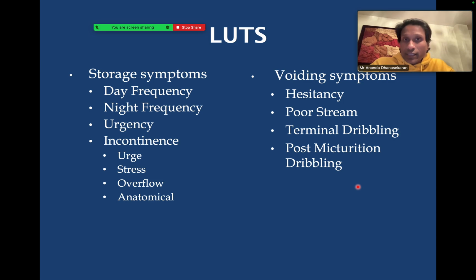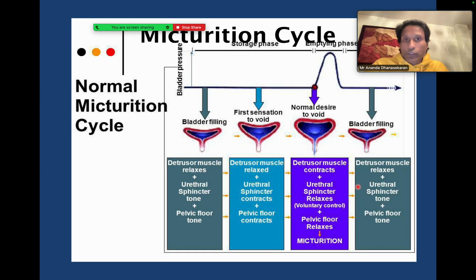There is a hesitancy before starting urine. Poor stream, after starting the urine, the stream is not brilliant, it's quite poor. Terminal dribbling, when after finishing the urination, there is some dribbling happening, that is terminal dribbling. And post-micturition dribbling, which means everything is complete. If they are about to dress up and come back, but if any dribbling happens, that is post-micturition dribbling. So this is the micturition cycle.